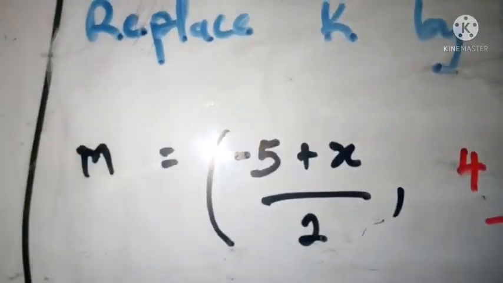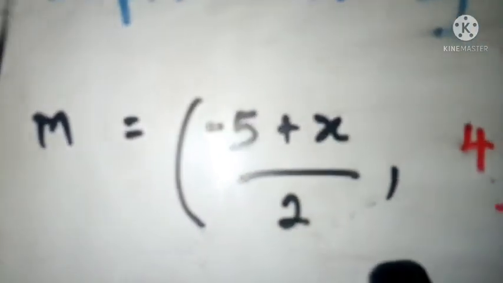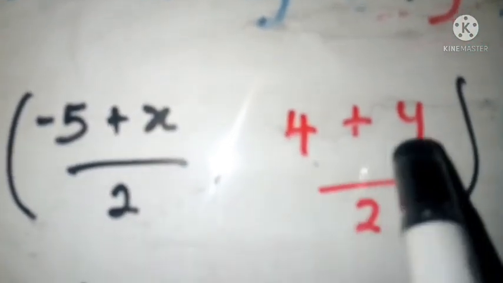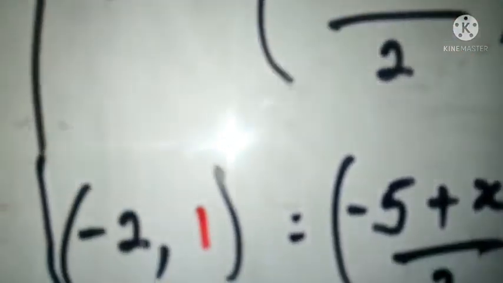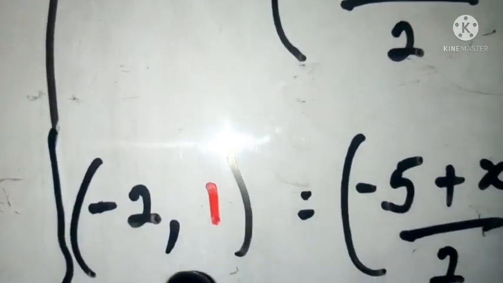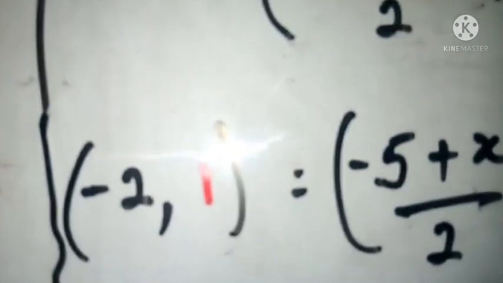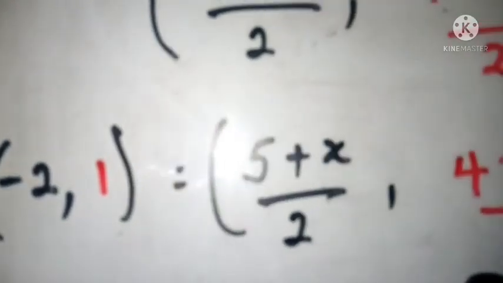What do I know about M? I know that my M here is the summation of the x values divided by 2, comma, the summation of the y values divided by 2, right? But we are given M, so let's just replace the M. From the question, we are given M to be -2 comma 1, and then you just need to equate the -2 comma 1 to that definition.